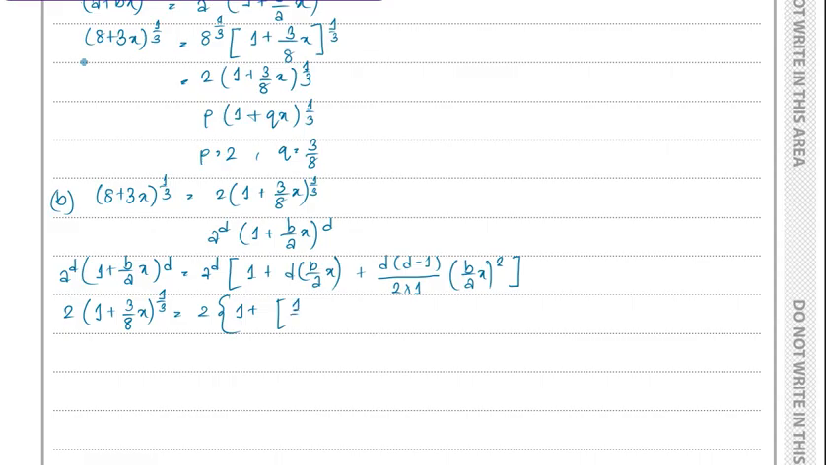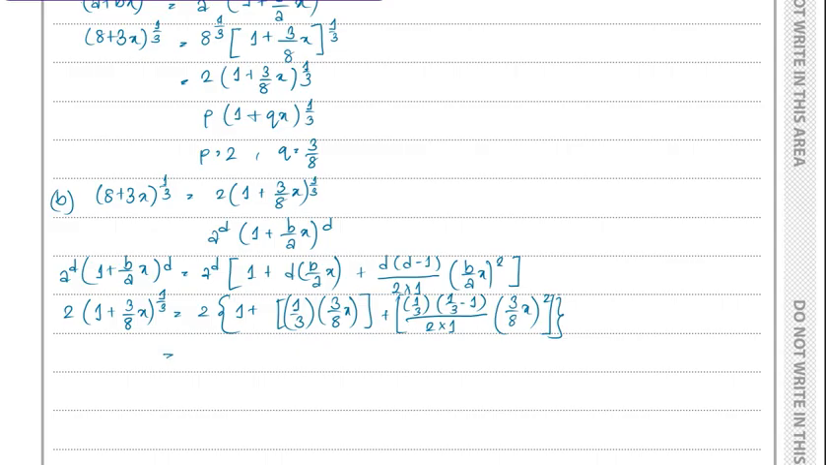So we have 1 by 3 and b by a is 3 by 8x, plus 1 by 3 multiplied by 1 by 3 minus 1 divided by 2 multiplied by 1, or you can write it as 2 factorial, and b by a is 3 by 8x whole square, and brackets will be closed. You can also give a bracket here.